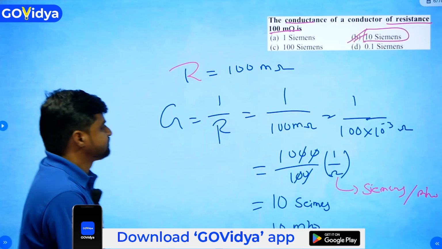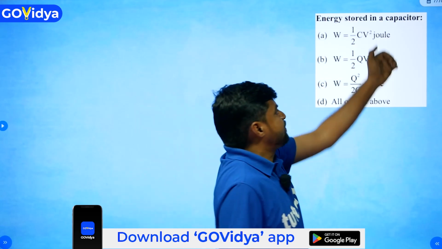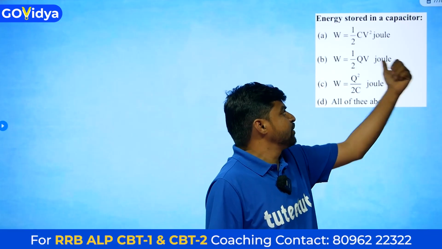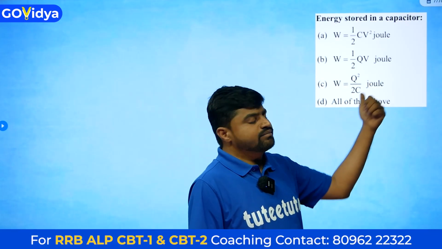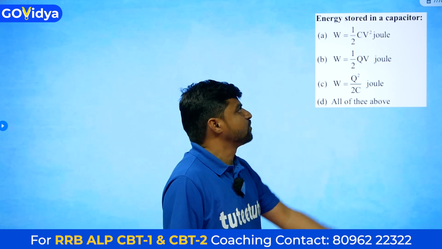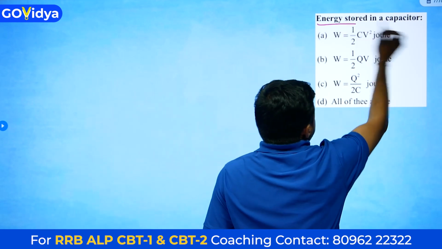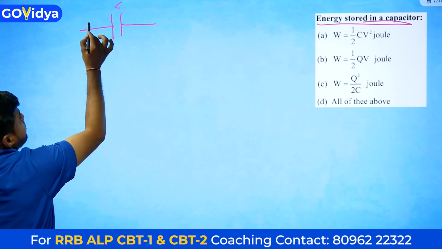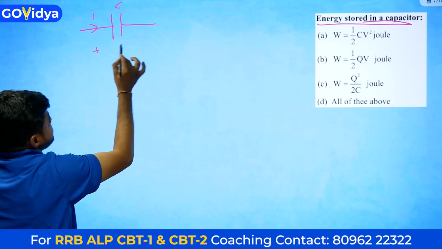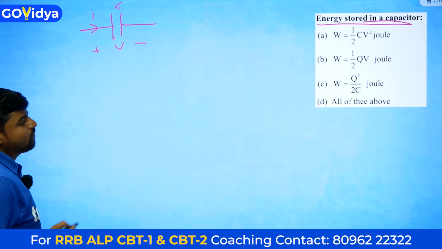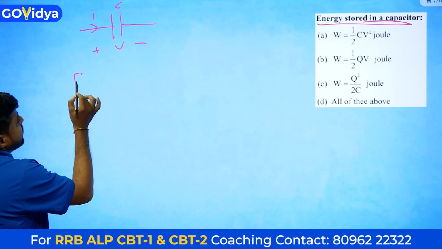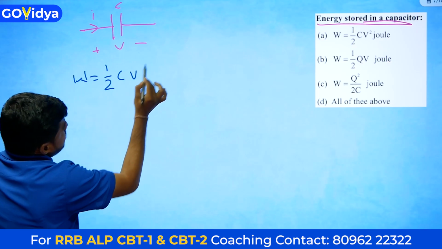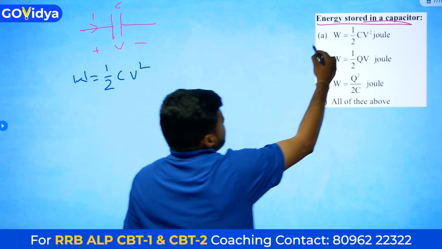Okay, next question: the energy stored in a capacitor. W is equal to 1 by 2 CV square joule, or W is equal to 1 by 2 Q into V, or W is equal to Q square by 2C joules, or all of the above. Energy stored in a capacitor: this is a capacitor, current through the capacitor is I, voltage across the capacitor is V. We have one formula for energy: energy stored W is equal to 1 by 2 CV square. Option A is right.